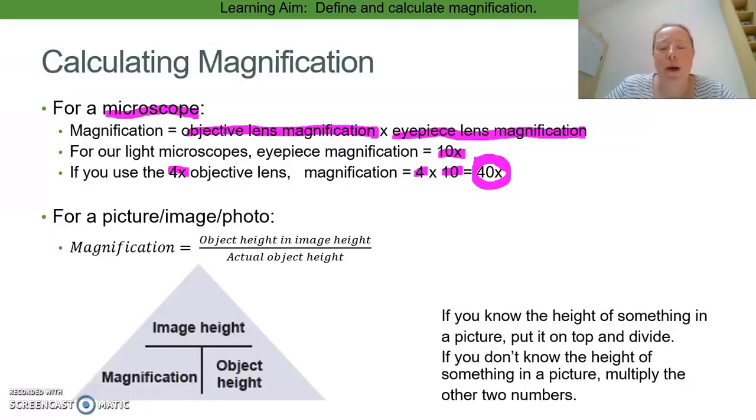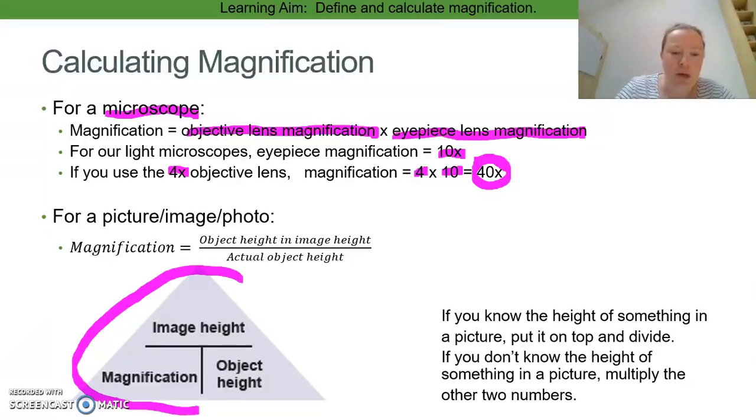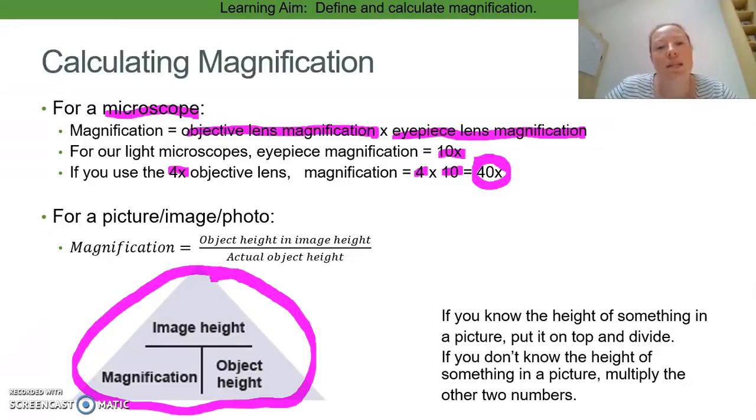If you don't have a microscope, if you're looking at an image or a photo or something, then we need to use this triangle. You should remember the triangle from our density calculations, and we use this one in exactly the same way. So magnification over here is equal to the height that you measure in the image. So in the photo, how tall is it? Get your ruler out, actually measure it. How big is it? Versus the actual height or the actual size of the object in real life.